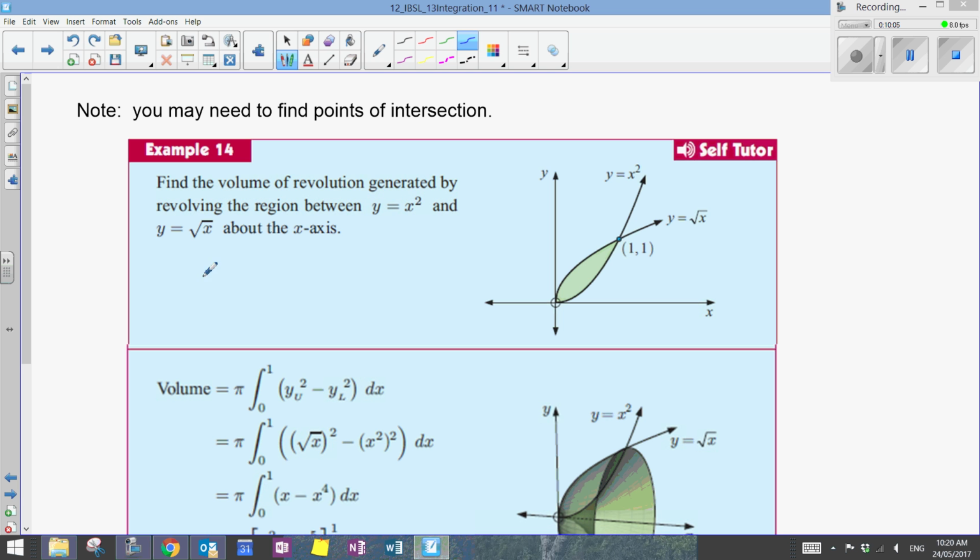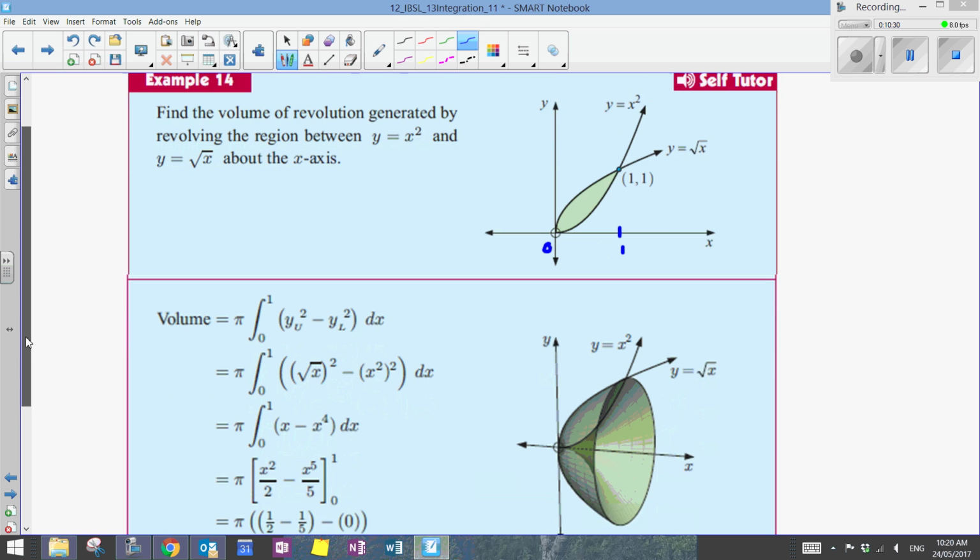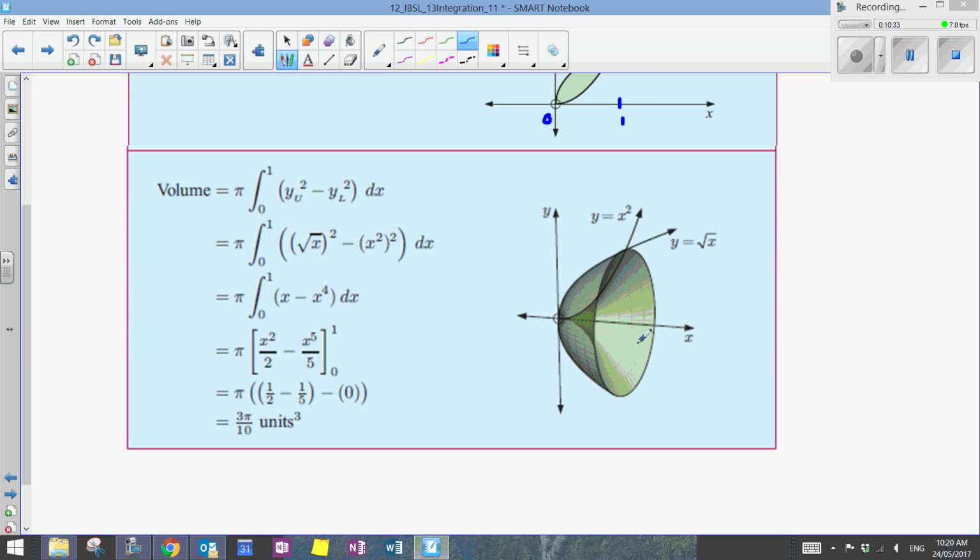Just looking through example 14, we see that in this example, they intersect at (0, 0) and (1, 1). So our a value would be 0, our b value would be 1. So we'd be taking the integral from 0 to 1 of our upper function, which is the square root of x, squared, minus our lower function, x squared, squared, and multiplying by pi. If you do rotate it, look at this gorgeous shape that it makes. A fancy bowl, I guess, is what that could make, if they touch at the origin and we just rotate that upper bit.